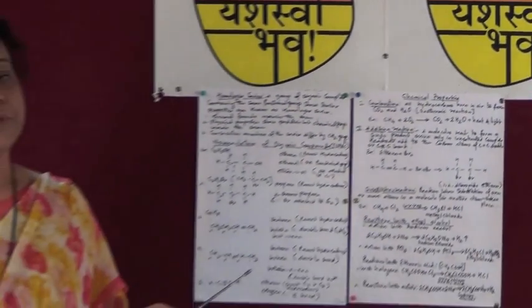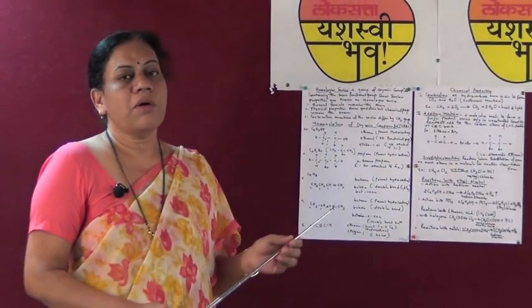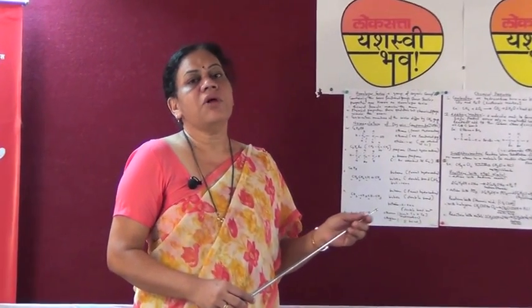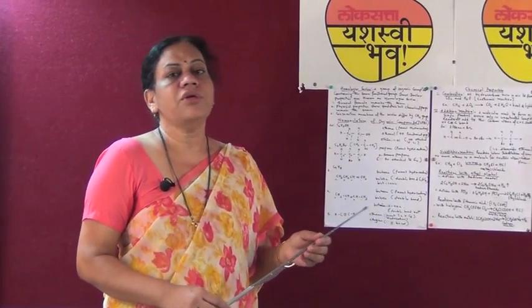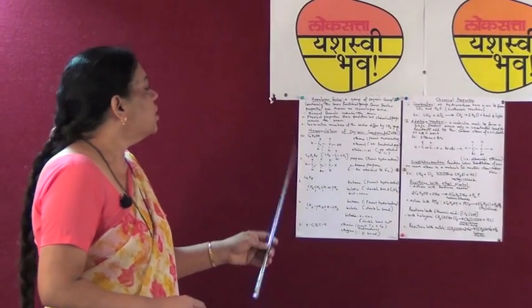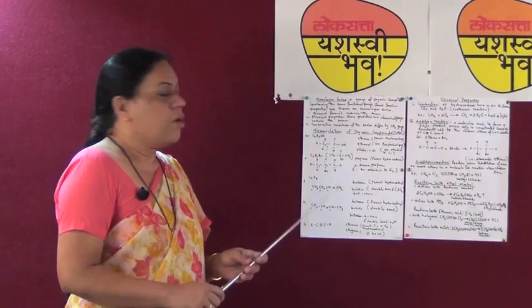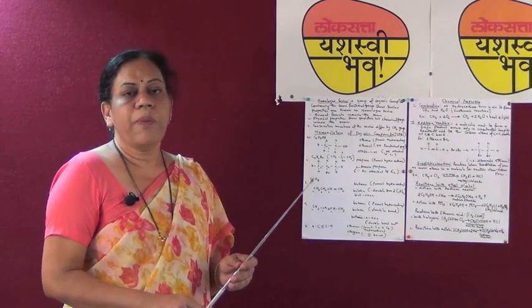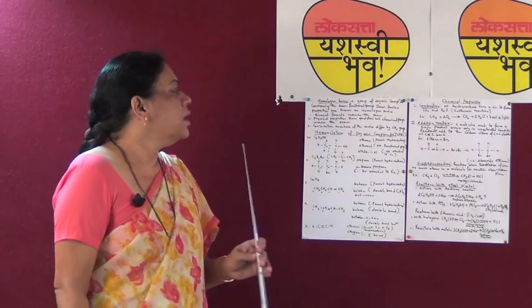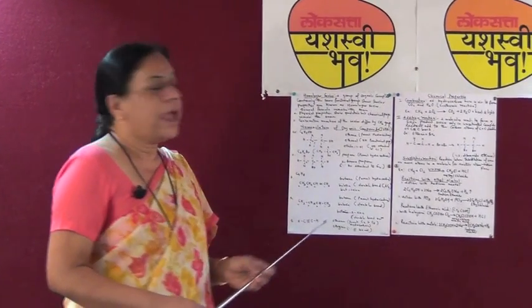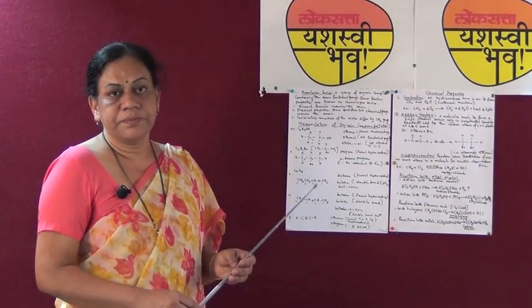Children, in our last session, we have discussed all about the functional groups and the homologous series. Let us now study about the nomenclature of the organic compounds. The organic compounds are named by the IUPAC system, that is the International Union of Pure and Applied Chemists system.